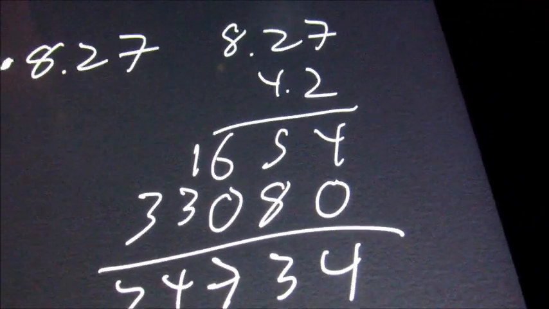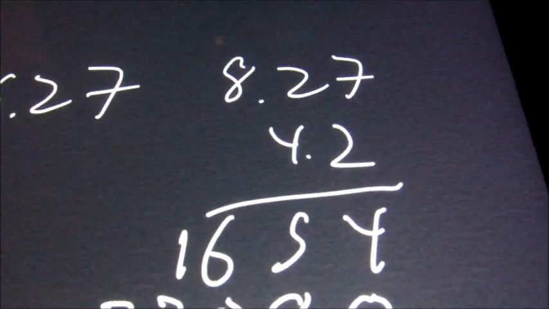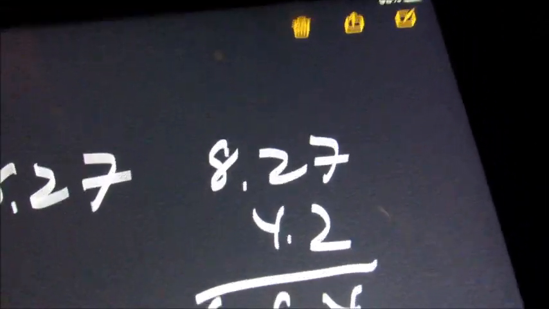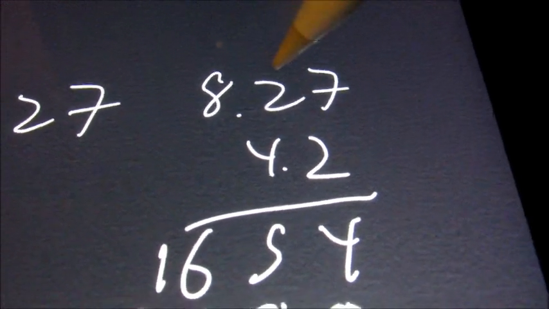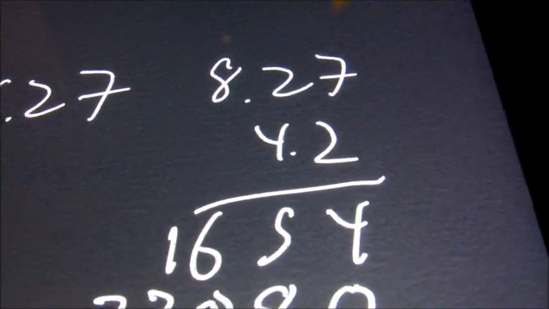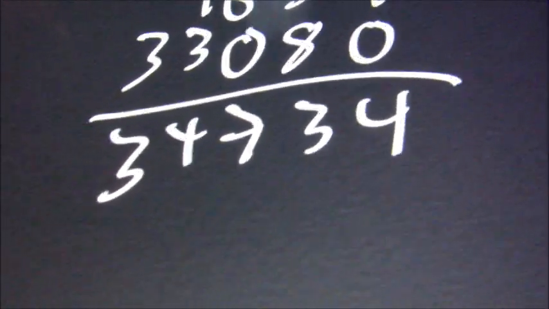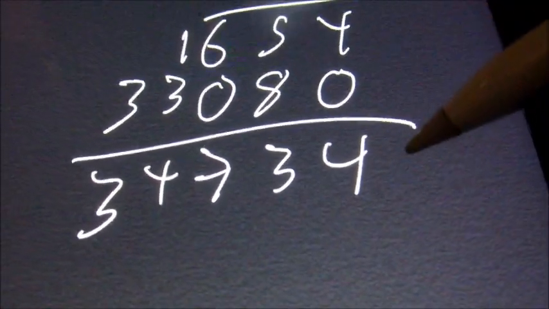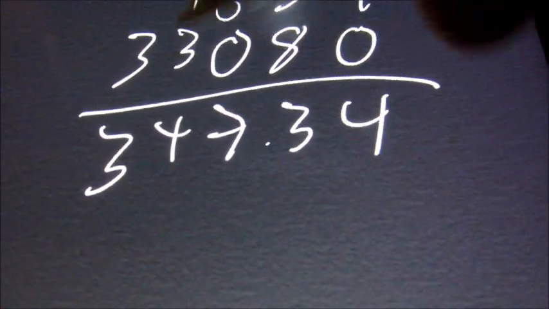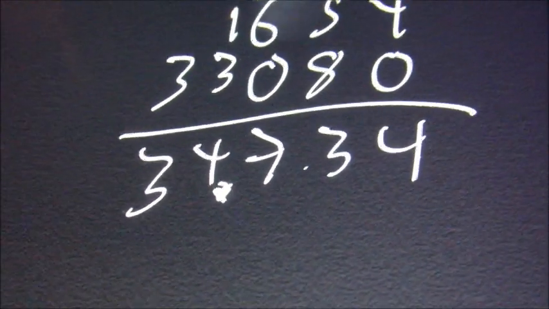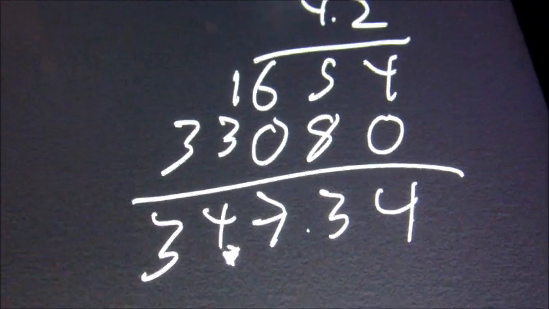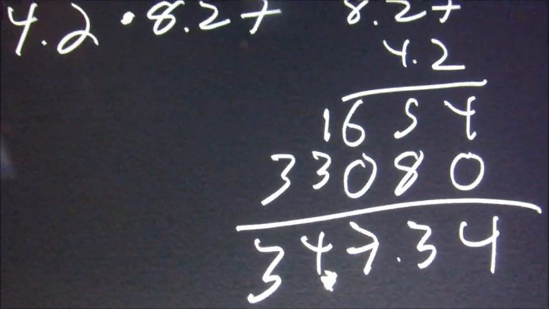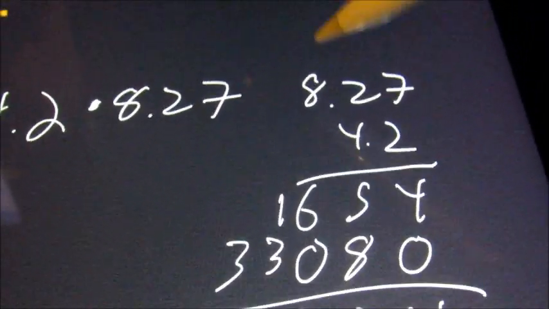Now, what we do, it's a little bit differently, is we go back to the top, to our original numbers, and we count how many digits are past the decimal. So we have 1, 2, 3. We count all of them. And so then we go to our answer, and we start at the end, and we go back 1, 2, 3 places. So this answer is 34.734.